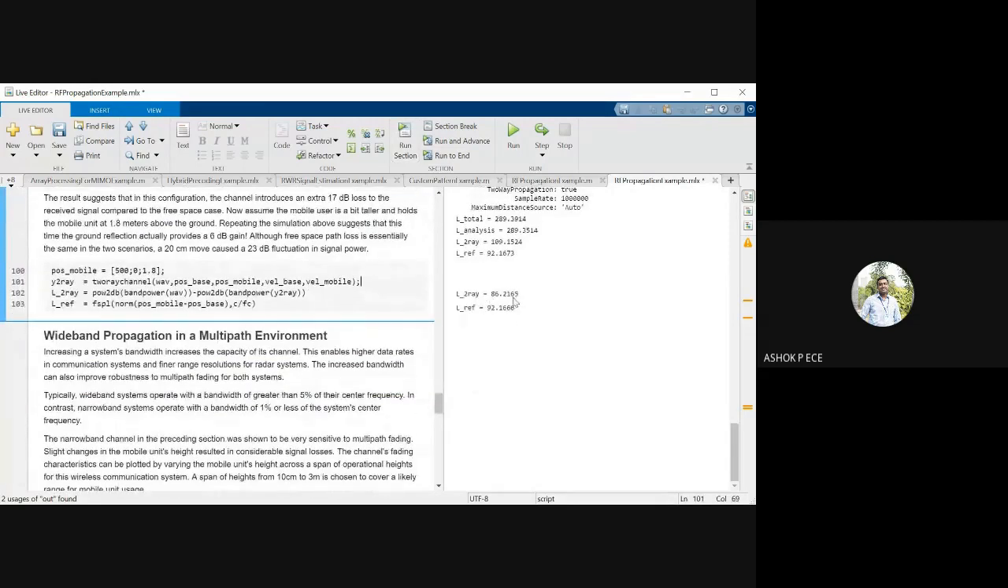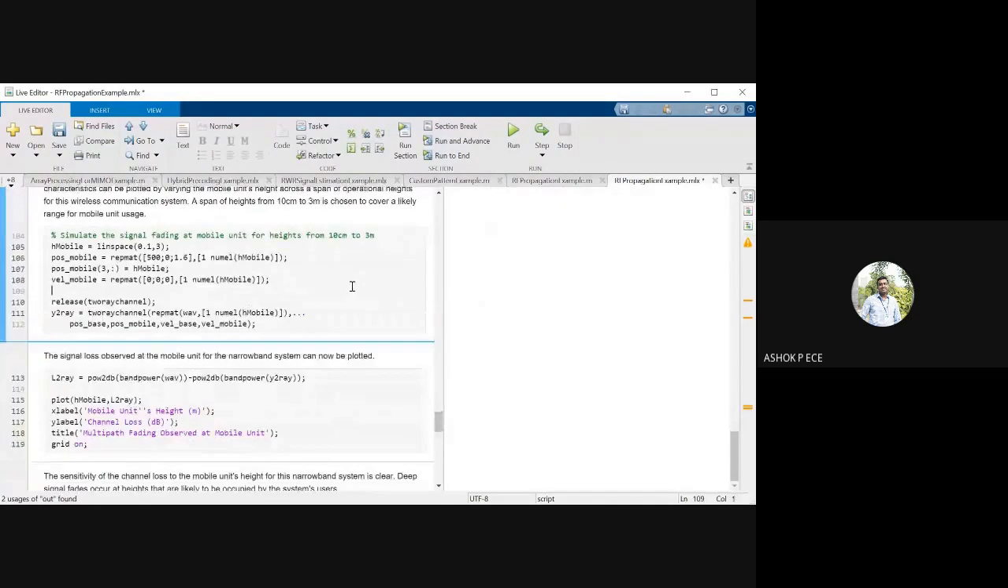Same way for direct ray and reflected ray. Here, I am going to have the antenna unit a bit taller. The direct ray will be reaching with less power. Reflected ray will be reaching with a larger power. That is also possible. Okay. Next one is fading.